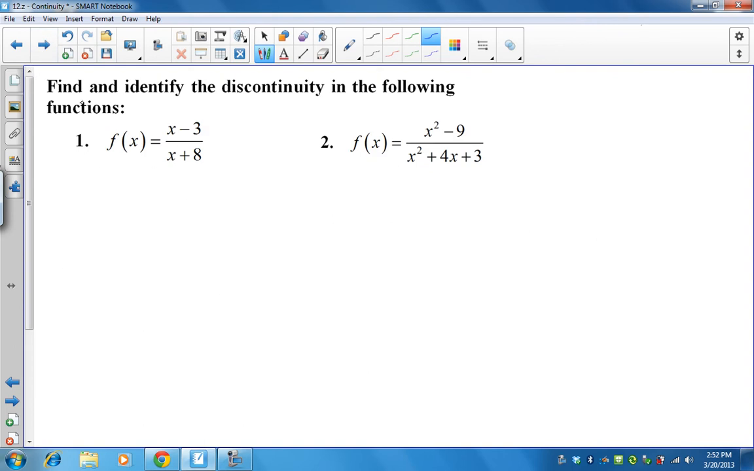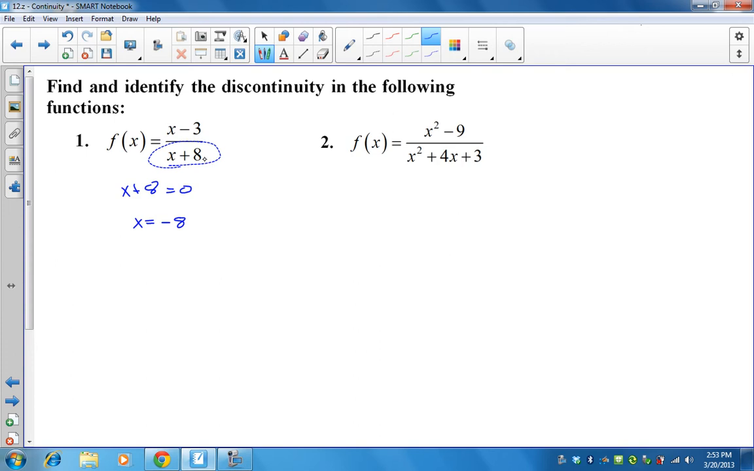Let's find some discontinuities here. We're actually going to put that limit thing on the back burner for now. If I want you to find discontinuities, first thing you want to do is make sure everything is factored and canceled. Now number 1 here is already factored. There's nothing you can factor here. So if I want to find a discontinuity, I look at my denominator and I set my denominator equal to 0. X plus 8 equals 0. And then you subtract 8 from both sides of the equation, and you get negative 8.